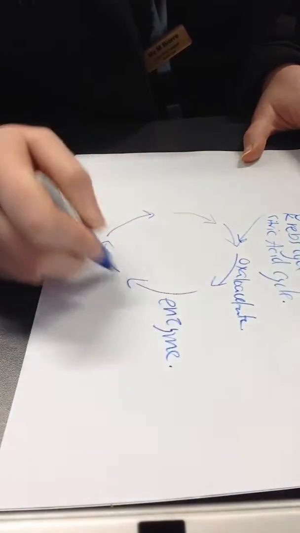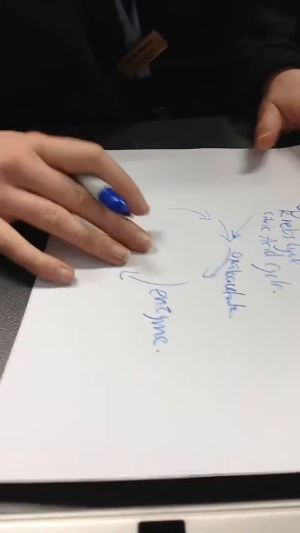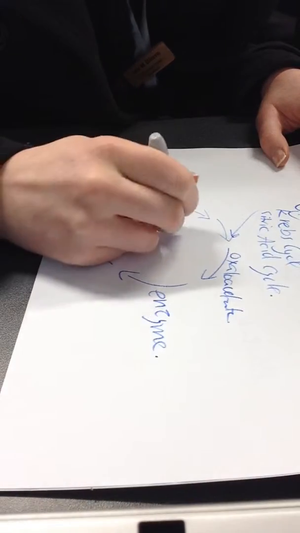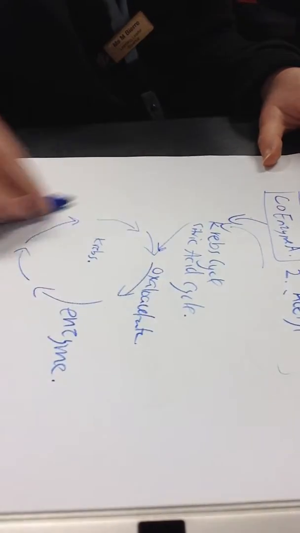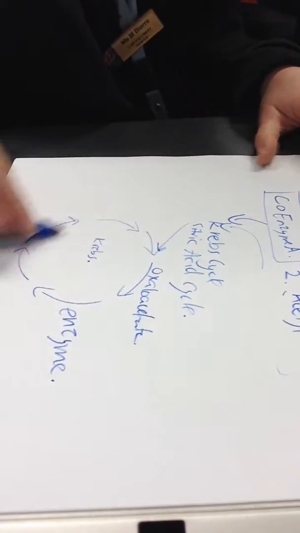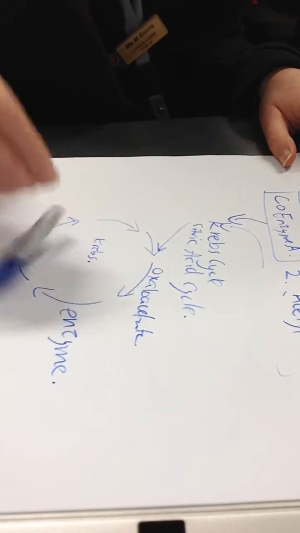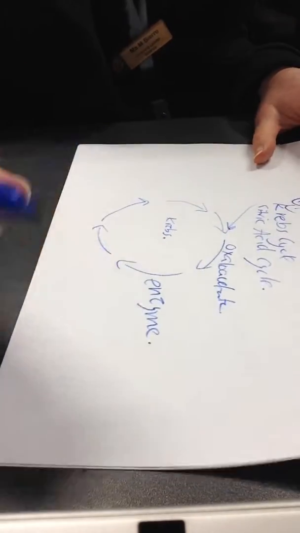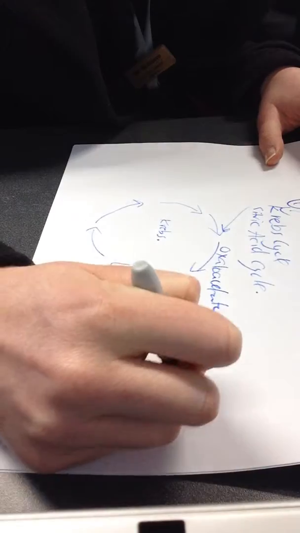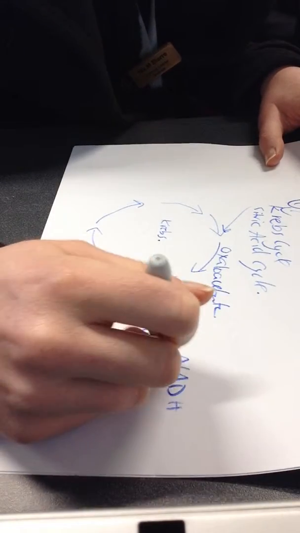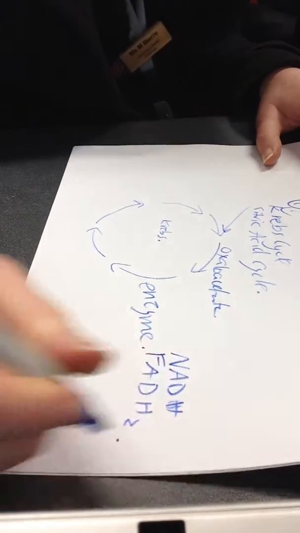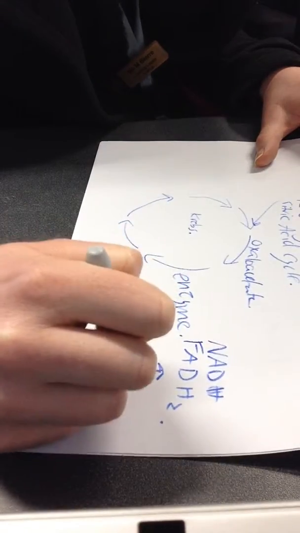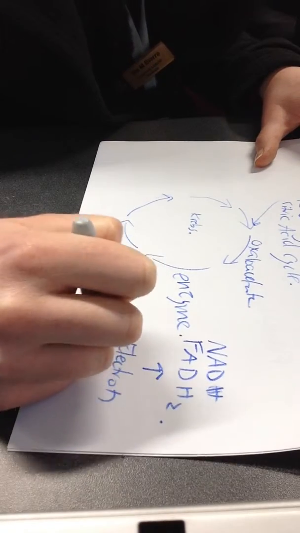It goes through all these different stages, and the point of the Krebs cycle is actually not to produce an end product, because these end products keep going round and round and round. The purpose of the Krebs cycle is to charge up NAD and FAD, so NADH and FADH2. These are what we call electron carriers.